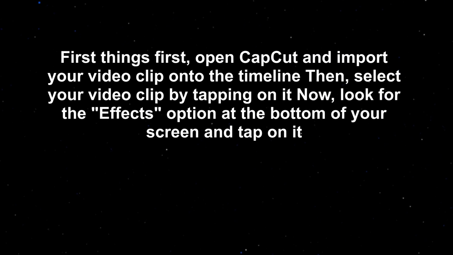First things first, open Capcut and import your video clip onto the timeline. Then, select your video clip by tapping on it. Look for the Effects option at the bottom of your screen and tap on it.